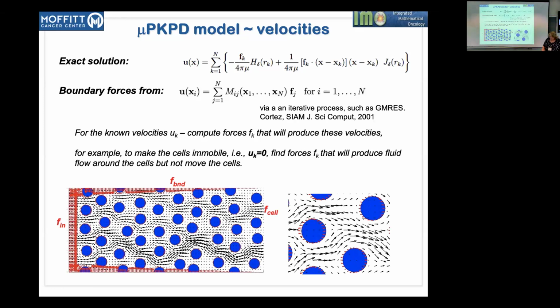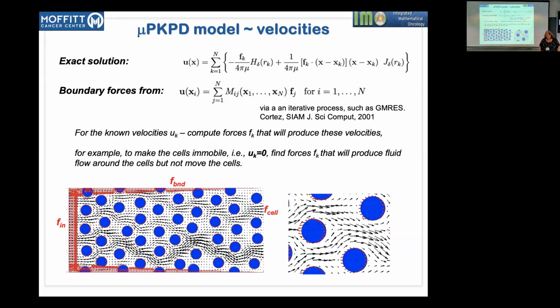So in order to have the cells immobile, we have zero velocity on the boundaries, and then a velocity on the left, the capillary side, so we have the proper influx. The red arrows show you what kind of forces we have to apply, and then with those forces, we can calculate the fluid.